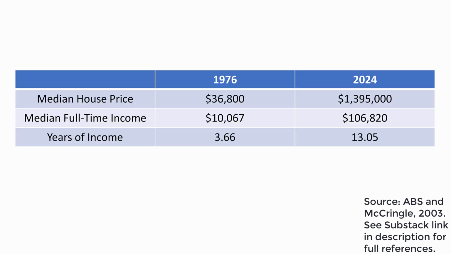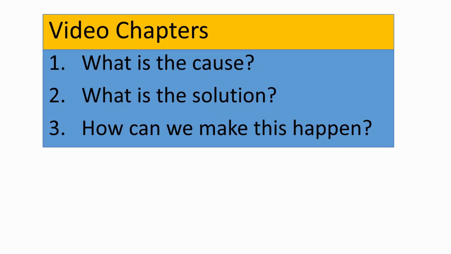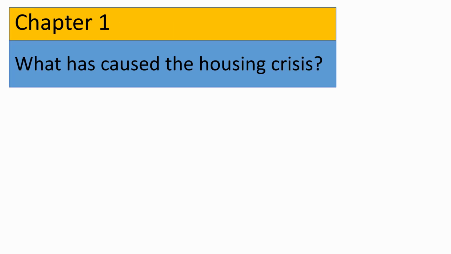So, it is clear that this crisis urgently needs to be fixed, and the goal of this video is to help make this happen. In order to do so, this video will first summarize the evidence showing the cause of the crisis. Based on this evidence, I will propose a solution. Finally, I will outline several easy actions that all viewers can take to lobby our government to enact this solution. Beginning with the cause of the housing crisis.